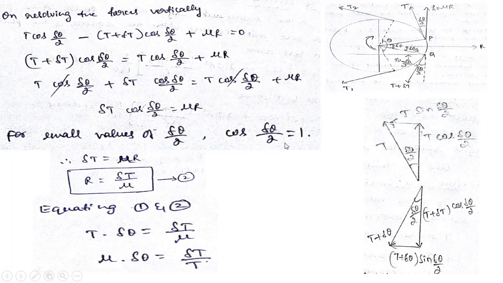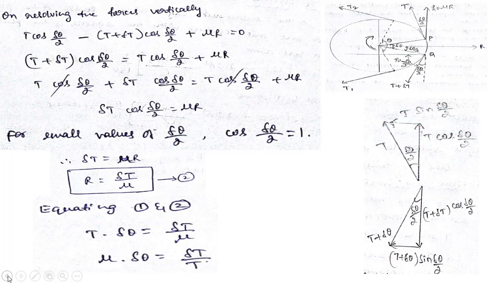I think you all know that. So if you take this value as 1, we will be left with delta T, and if you multiply it by 1, it will be delta T only, is equal to, on the RHS, mu R. Just write this thing as it is. Then write the expression for R. R is equal to delta T by mu, and we will call this equation number 2.